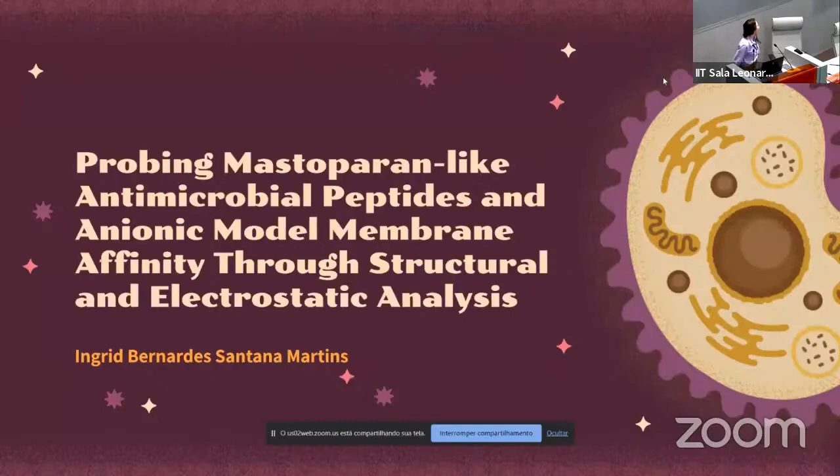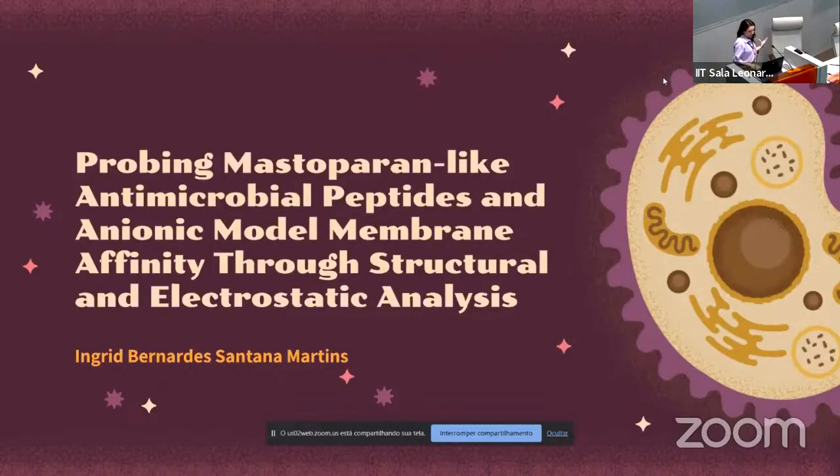Hi, good afternoon, everyone. So I'm Ingrid, and I'm presenting a work that's called Probing Mastoparan-like Antimicrobial Peptides and Anionic Model Membrane Affinity through Structural and Electrostatic Analysis.